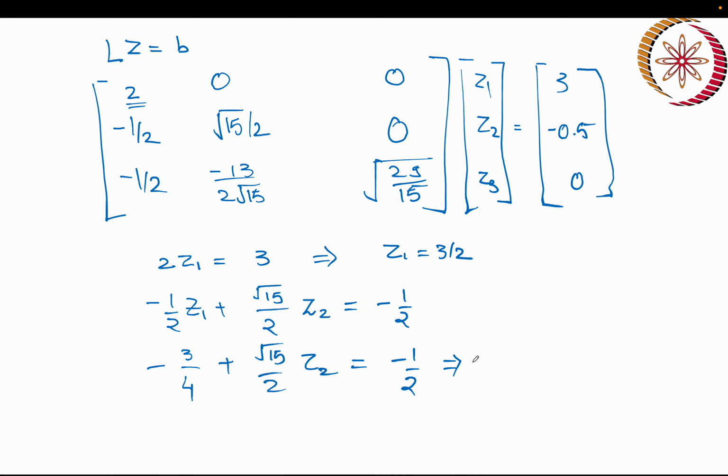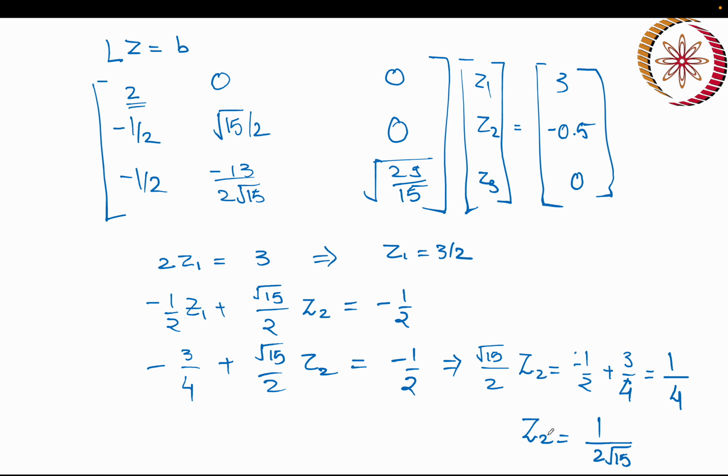So if we solve this, minus 15 by 2 z2 is equal to minus half plus 3 by 2, 3 by 4, it will be equal to 4, and then 1 by 4, and z2 is equal to 1 upon 2 root 15. This 2 will divide here, 2, and then 15, 2 root 15. Okay, so z2 is there.